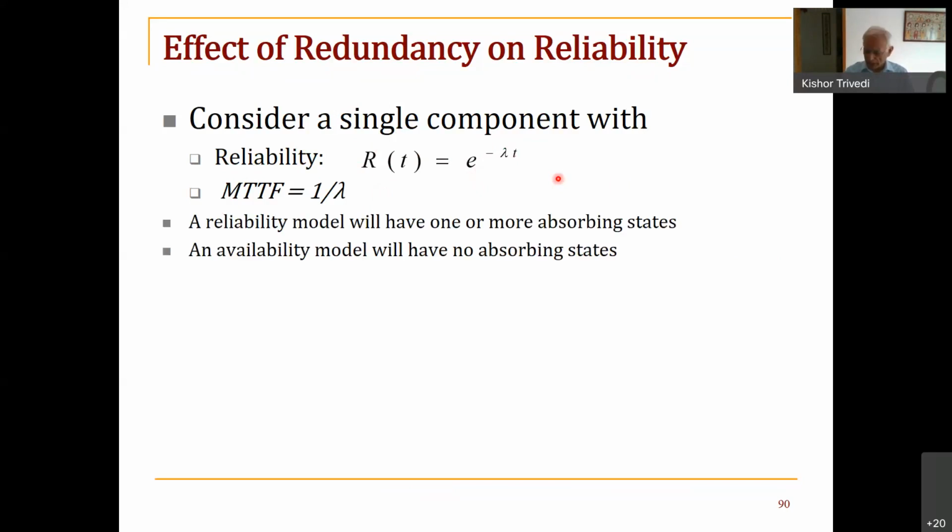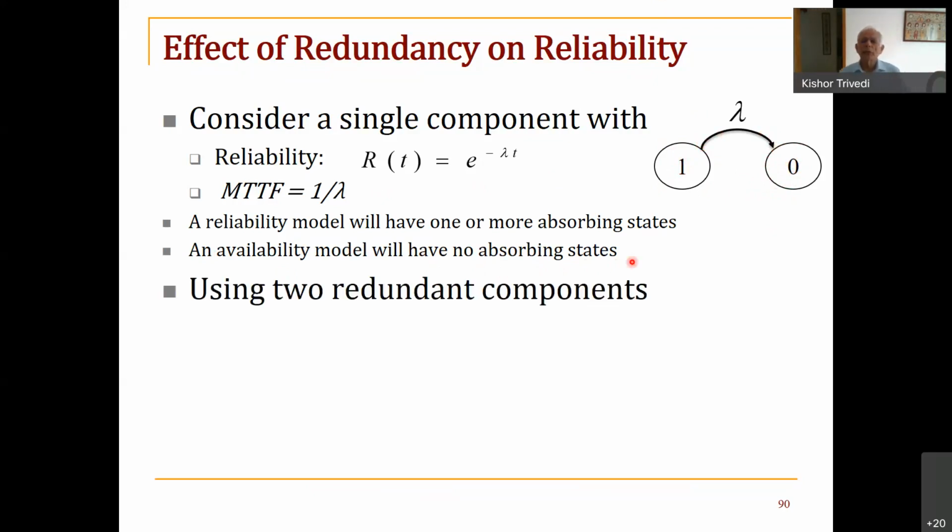And the corresponding reliability model can be shown to be very simple like this: initially the system is in up state 1, and at rate lambda it fails and goes to state 0. This is a reliability model. A reliability model will always have one or more absorbing states like this. This is an absorbing state. And an availability model will have no absorbing states, as we have seen all along so far.